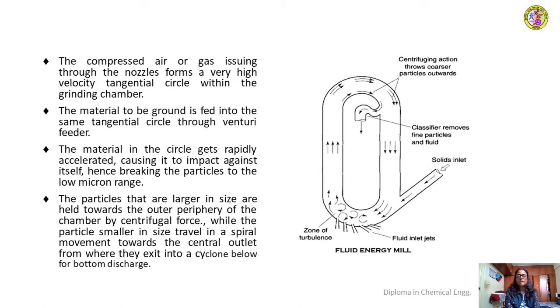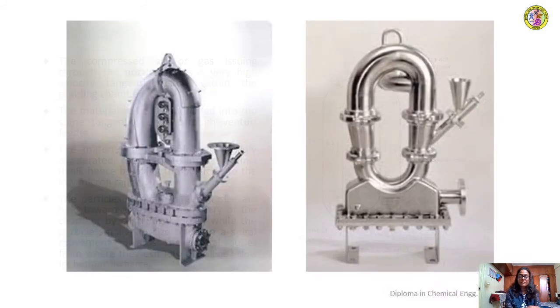The particles which are larger in size are held towards the periphery of the pipe due to their large size and the action of centrifugal force, while the particles of smaller size travel in a spiral movement towards the central outlet, from where they exit into the cyclone below the bottom discharge. So this is a picture showing the actual view of a few designs of fluid energy mill.